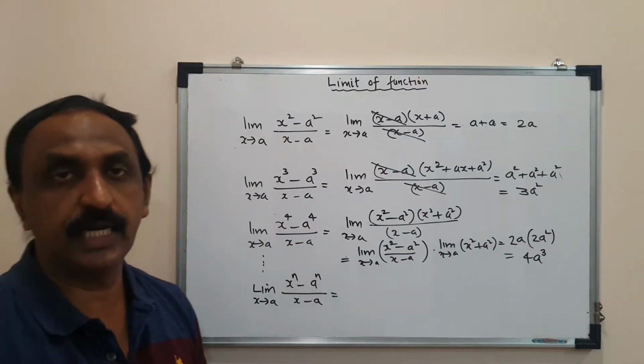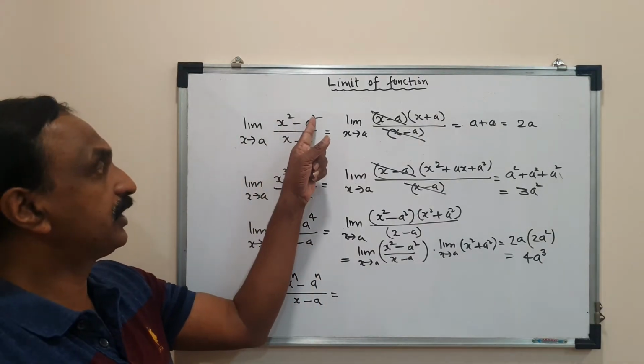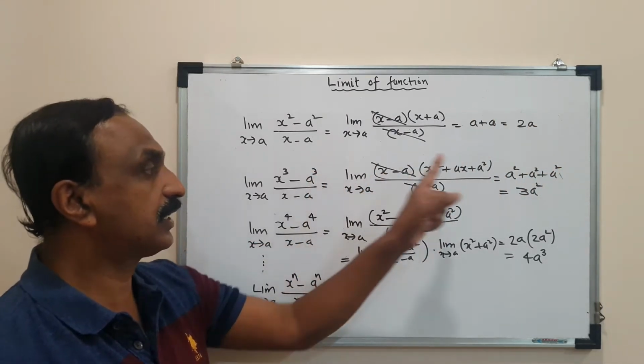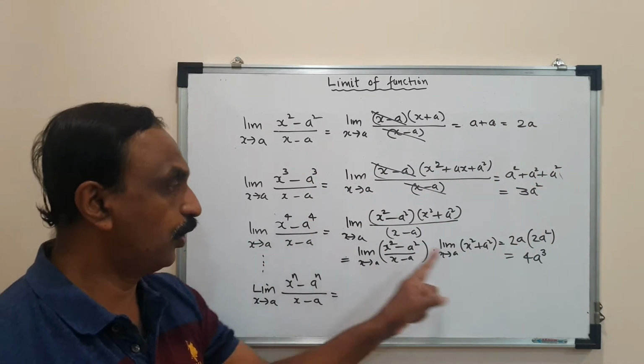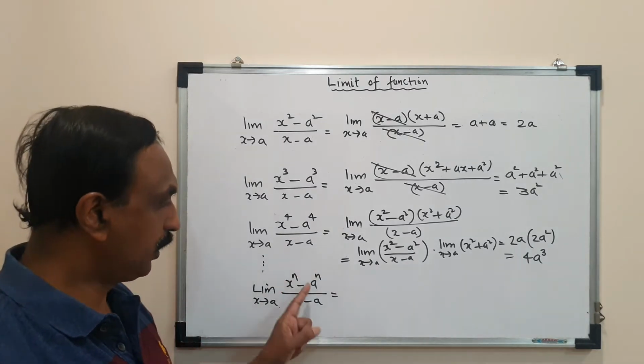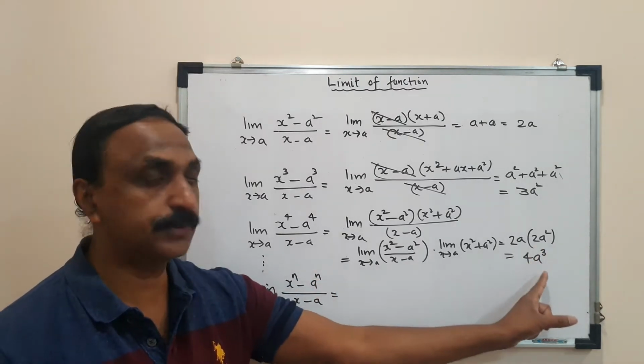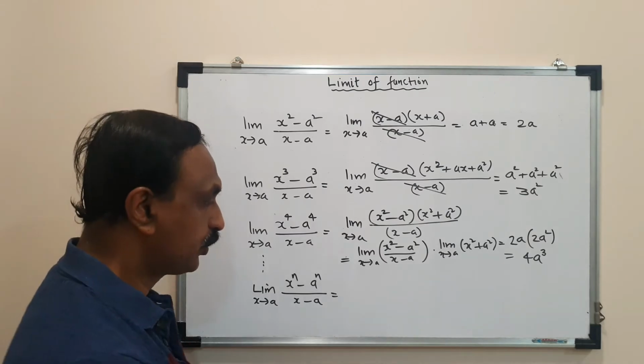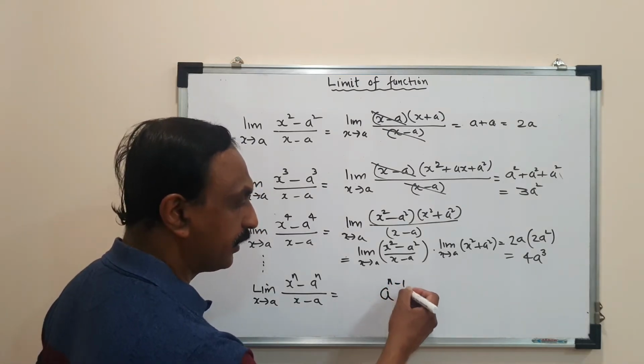My aim was to generalize this formula. When the power is 2, we ended up with a. Power is 3, we ended up with a squared. Power is 4, we ended up with a cubed. So the power is n. What will be a's power? 1 less than n. So a's power will be n minus 1.